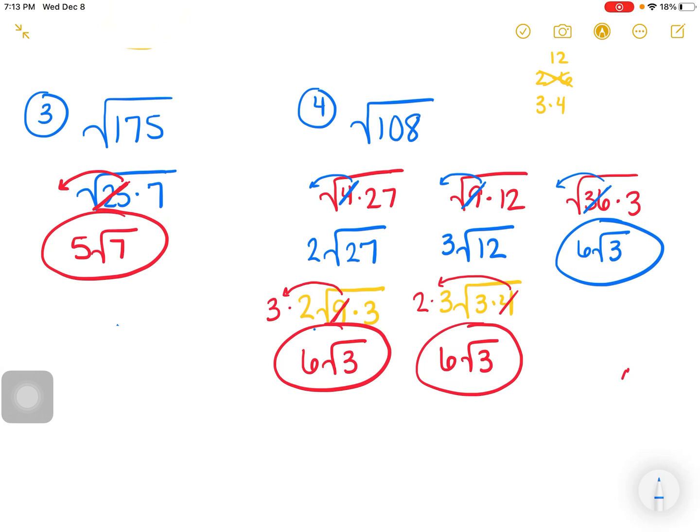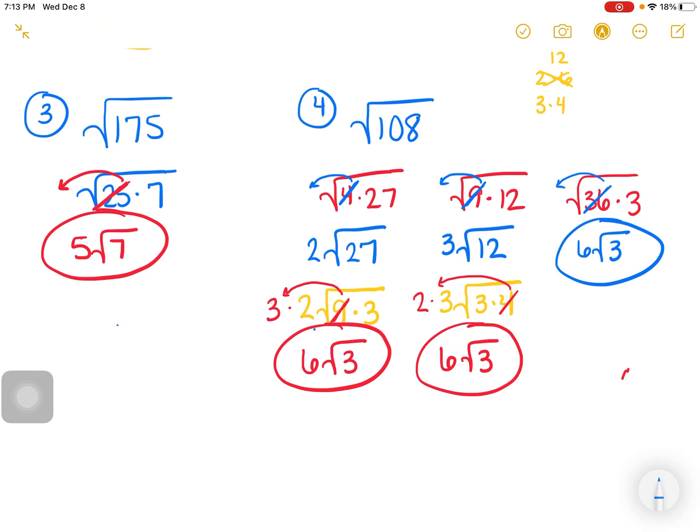Now, I got the same thing, but notice the first 2 times it took a little more to get there. You want to try to find the highest perfect square that will go into these numbers. It will shorten your process a lot. But if you don't, if you use a smaller one, it's okay. Just keep simplifying inside that radical until you can't simplify anymore.